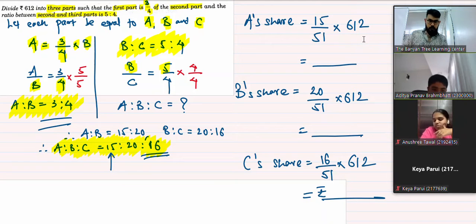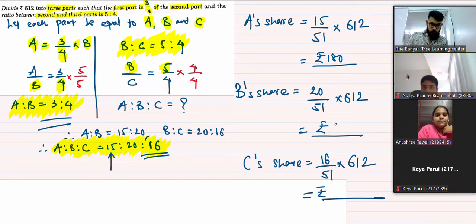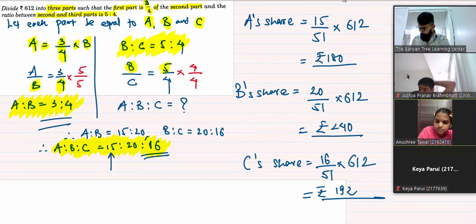A it is 180, for B it is 240, and C it is 192. Okay, correct.